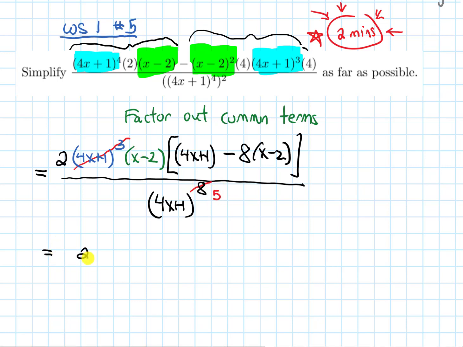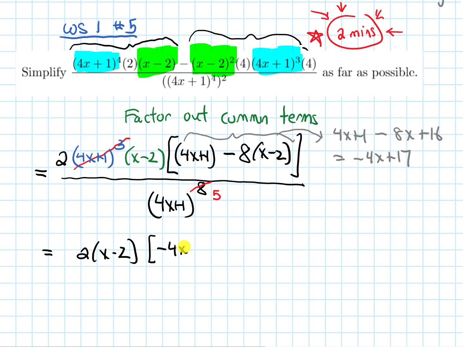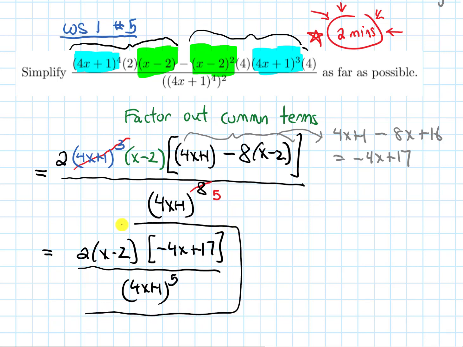Okay, so we end up with 2 times x minus 2. And the stuff in bracket we can simplify. So the stuff in bracket, we get 4x plus 1, and if I distribute the negative 8, minus 8x plus 16. And this is negative 4x plus 17. So we put that in the bracket, negative 4x plus 17. And then over our denominator, which was 4x plus 1 to the 5. And that is as far as we can take it. Alrighty, so that is our answer there.